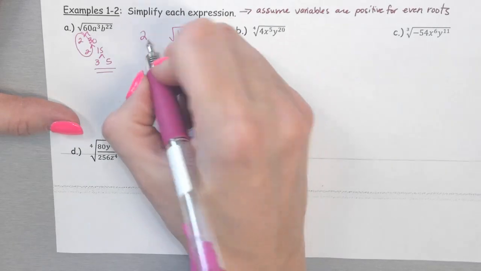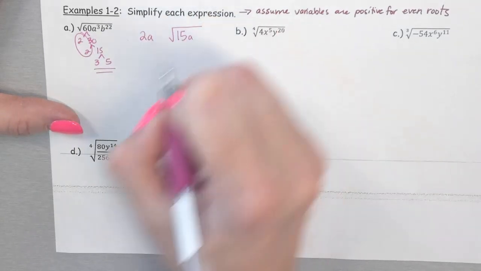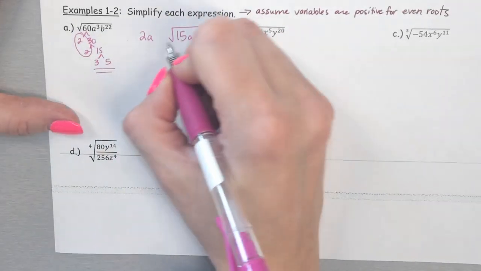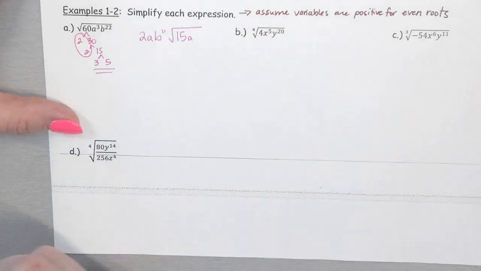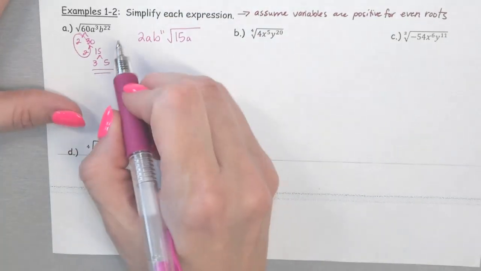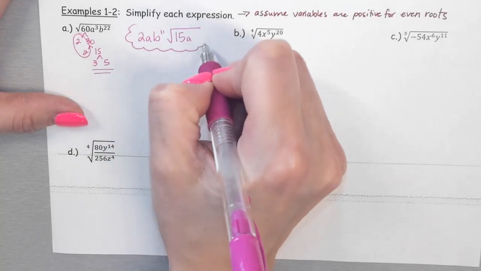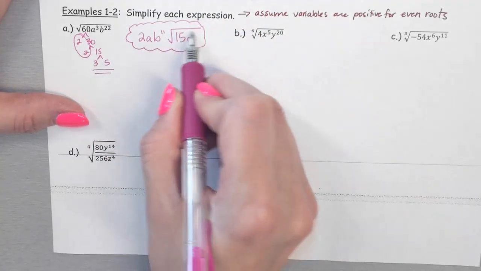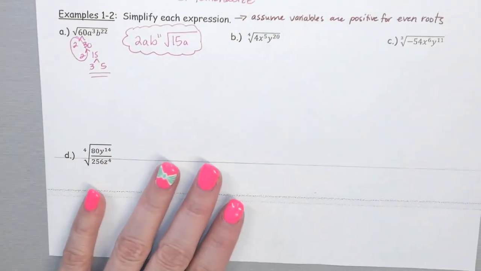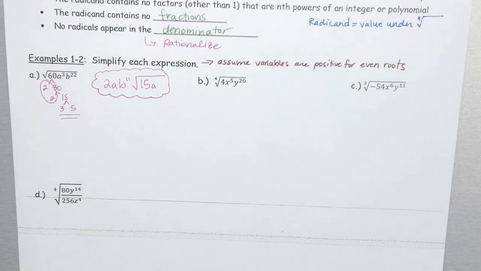So 2 goes into 3 one time, 1 left over. 2 goes into 22 11 times with nothing left over. Okay, so 2ab to the 11th, square root of 15a is your final answer. Make sure that your radical encompasses everything that's underneath, okay?